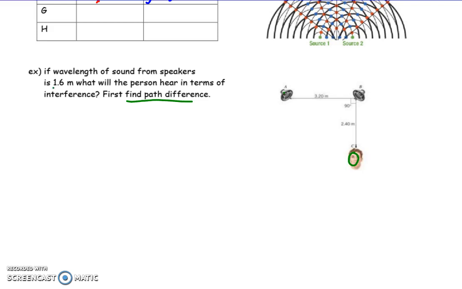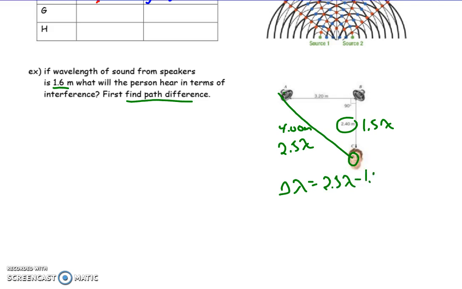Okay, so path difference is the number of wavelengths. Well, you're told that 1 wavelength is 1.6 meters. So from 2.4 meters away, that's 1.5 wavelengths. And then the distance from here to here using Pythagorean theorem, I believe is 6, 8, 10, so 4.00 meters. And 4.00 is 2.5 wavelengths. Okay, so that's 4 meters. So path difference, delta lambda, is 2.5 wavelengths minus 1.5 wavelengths, which is 1 wavelength.